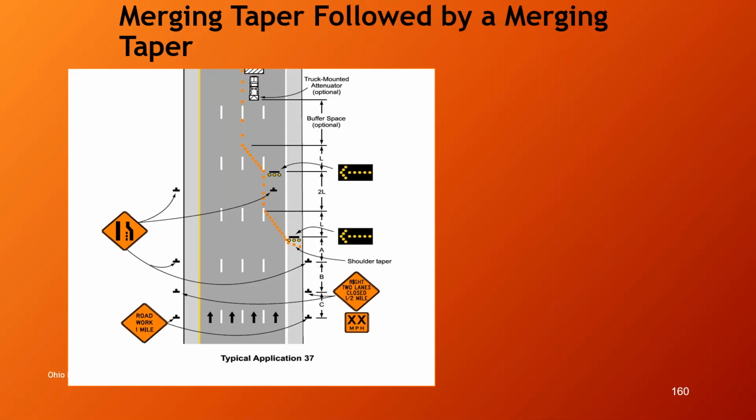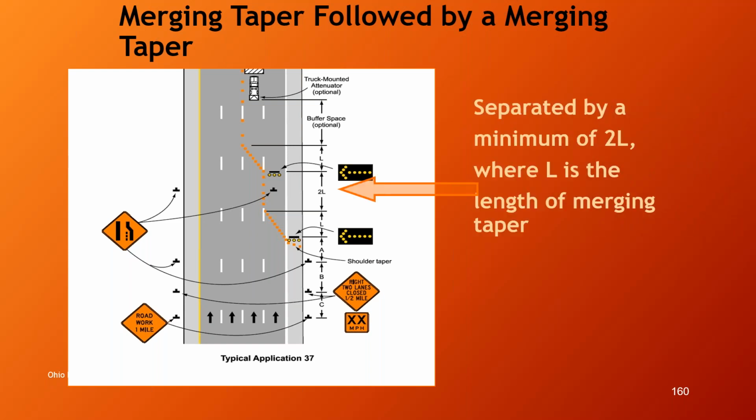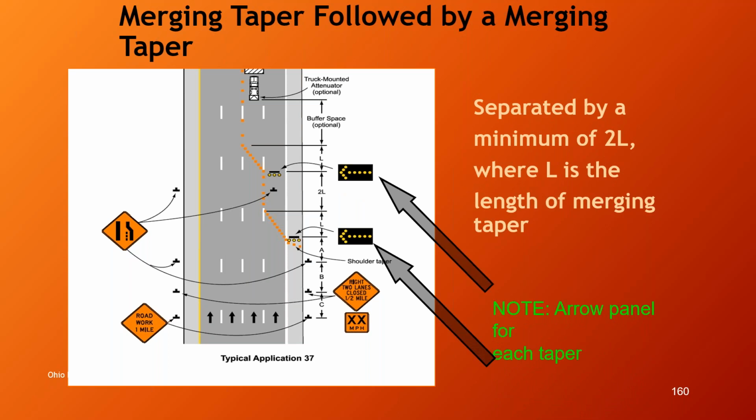So here's a multiple lane freeway. We've got 4 lanes heading in one direction, but they're closing the right 2 lanes. So as you can see, we have 2 merging tapers, and in between we have a tangent section that is twice the length of the merging taper. And we have an arrow panel at the beginning of each taper. So that's typical application 37.